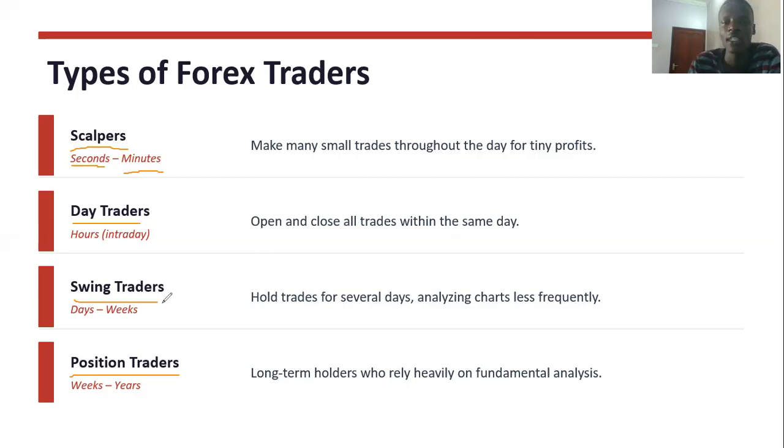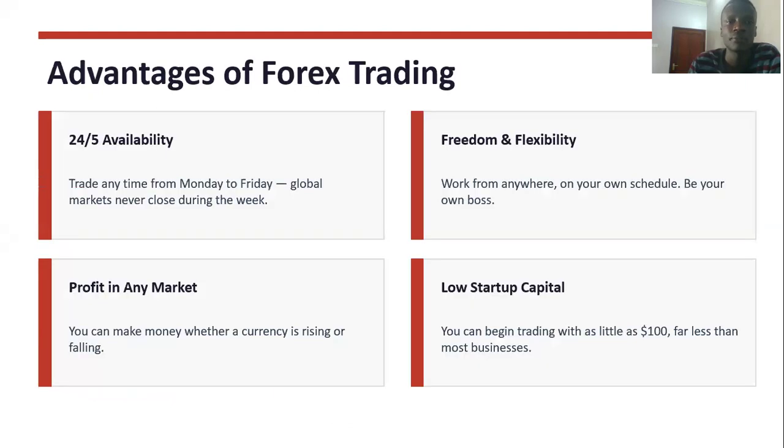And position traders hold for years. Say you find someone holding a trade from 2019 up to 2026. That's a position trader. So those are the various types of Forex traders. There are mainly 4 types of Forex traders.